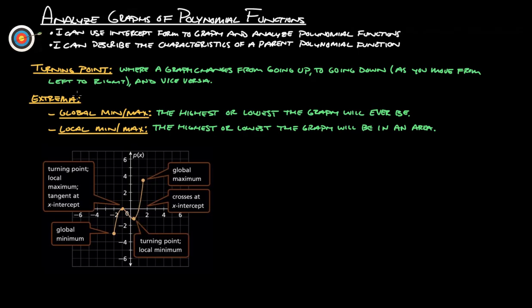Okay. Extrema is the highest or lowest the graph will be. That's the general for extrema. And we call it a global minimum or maximum is the highest or lowest the graph will ever be. And then a local minimum or maximum is the highest or lowest the graph will be in an area. So for example, this here is a local maximum because it's the highest in the area, but it's not the highest it will ever be. This here is a global max because it's the highest the graph ever gets. This is a local minimum because it's the lowest it is in this area, but it's not the lowest ever on the graph. This is the global minimum because that's the lowest it ever gets.